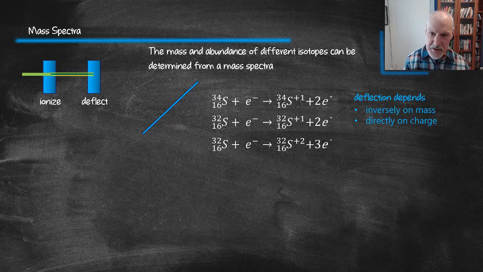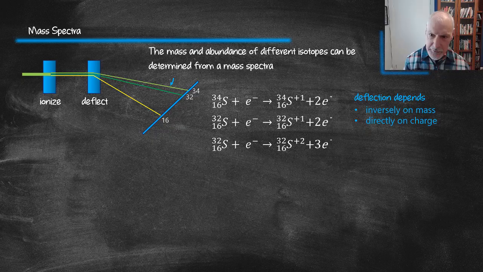So I'm going to show my first case, the sulfur weighing 34 bends a little bit off course. The next stream, because it weighs less, is going to bend more. So it's going to be represented here by the solid green stream. And finally, my third stream, which has two electrons knocked off, develops a +2 charge. It will deflect twice as much.